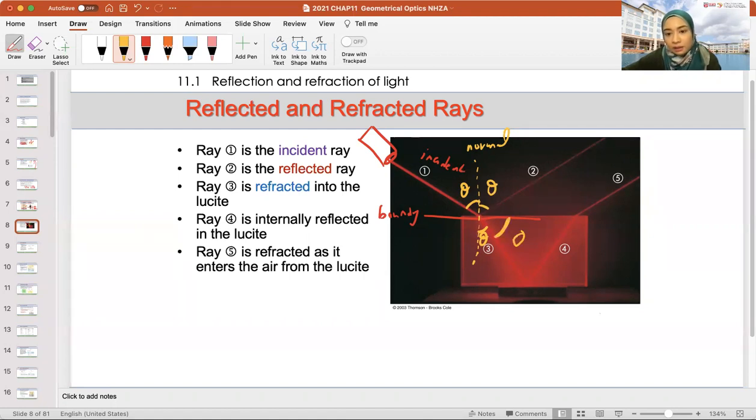Okay. So it's always with respect to the normal. Don't label here. I know you're tempted to write the angle over here, but that is wrong. You always have to refer to the normal. This is a mistake that people always make.